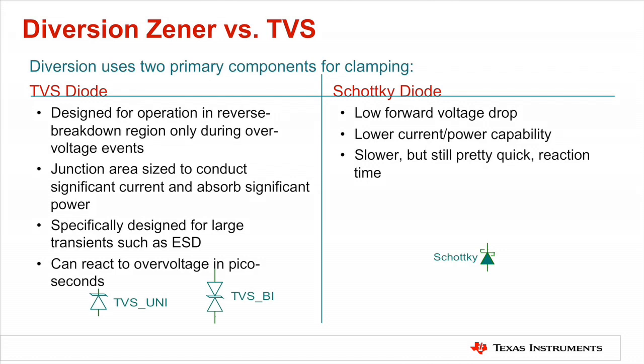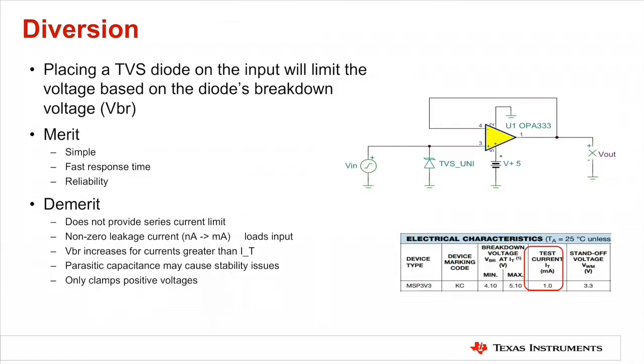The Schottky diode, meanwhile, has very low forward voltage drop, usually 150 to 450 millivolts, which will help ensure that during a transient event, the IC's I/O lines are kept within their absolute maximum ratings, which are typically 300 millivolts above and below their supply rails. Placing a unidirectional TVS diode alone in the protection circuit will limit the voltage at the input based on the diode's breakdown voltage. This is a very simple solution, but it will only clamp positive voltages.